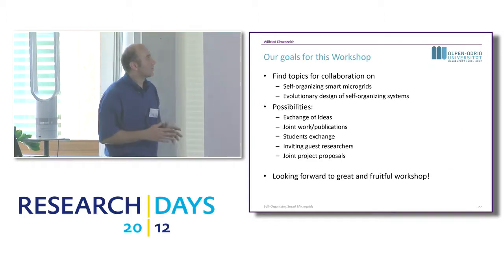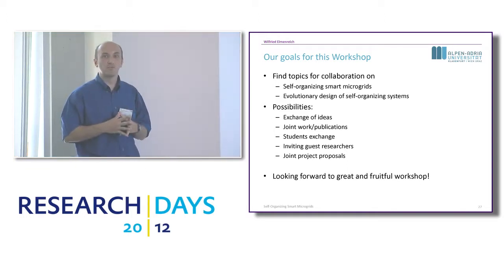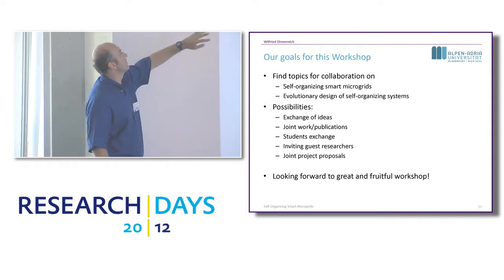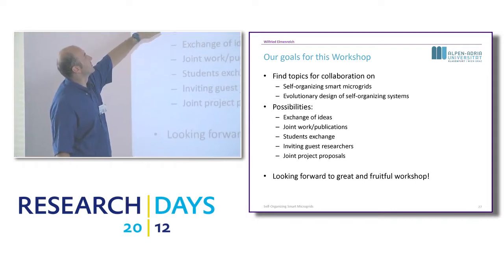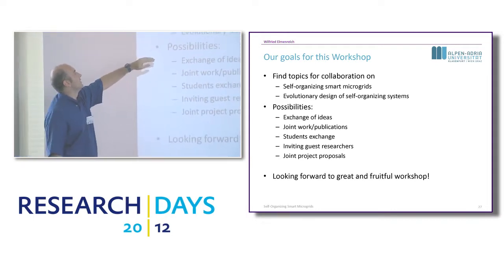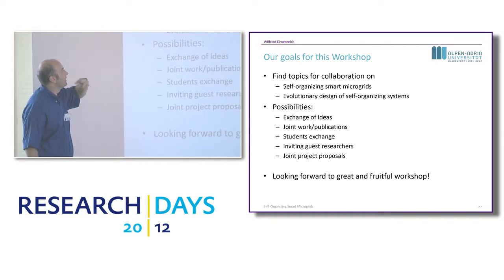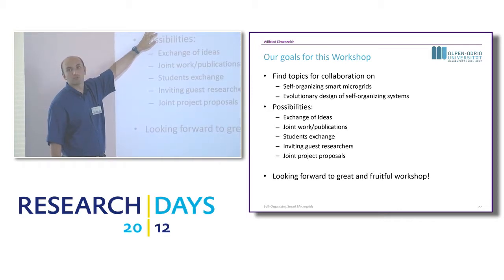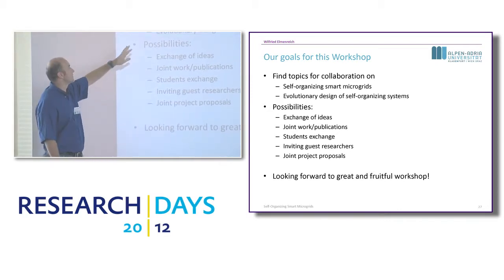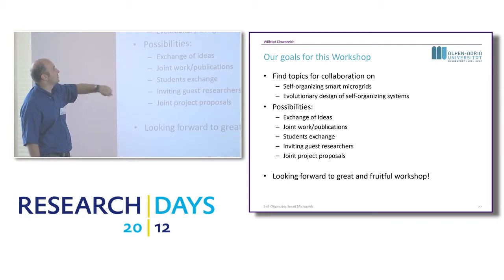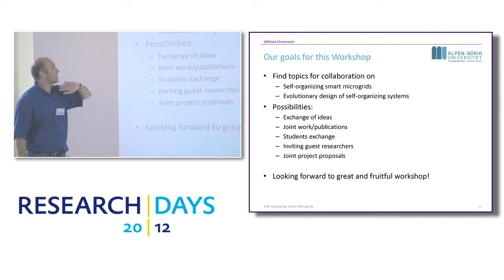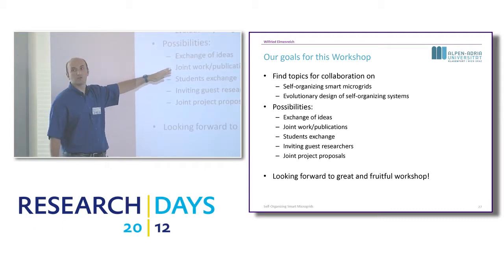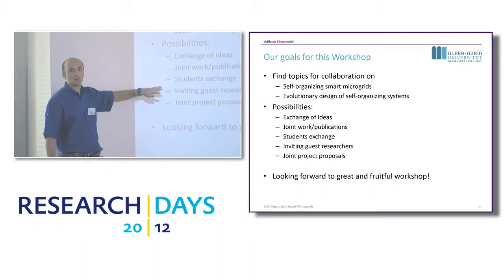So what are our goals? Maybe mine, or my group's, or ours all. I think we mostly agree on these things. For me, I am looking forward to finding topics for collaboration on these self-organizing smart microgrids. But I would also be very interested in discussing with you the evolutionary design of self-organizing systems, if you're interested in this topic. Possibilities could be just an exchange of ideas, or joint work, or working towards a joint publication.